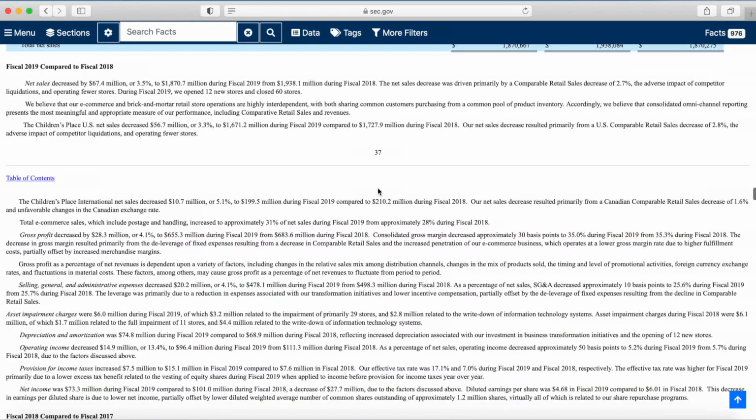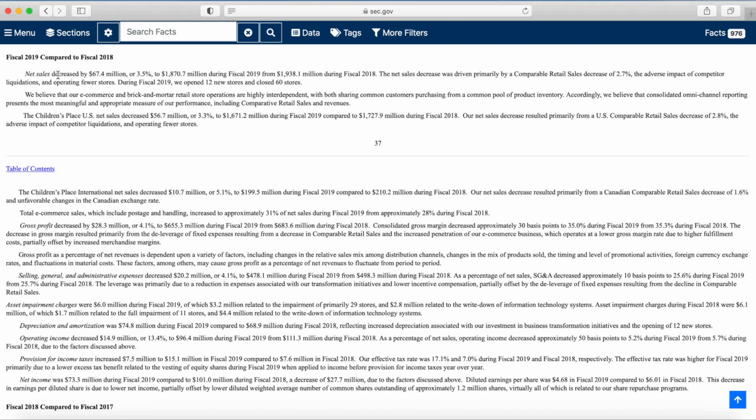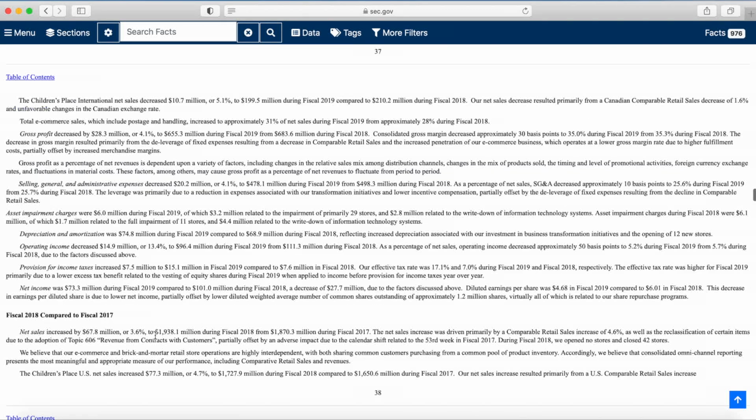Now, this section down here, I think it is helpful to read through just to see the movement of certain financial line items from year to year. This is really helpful information as well, but I know when you're first starting out, this can be kind of information overload, so I wouldn't get too bogged down into reading all of this information.